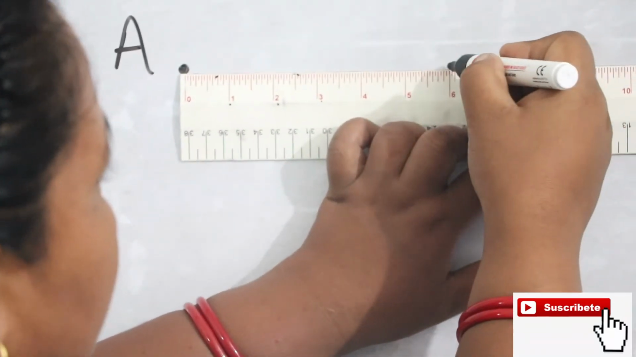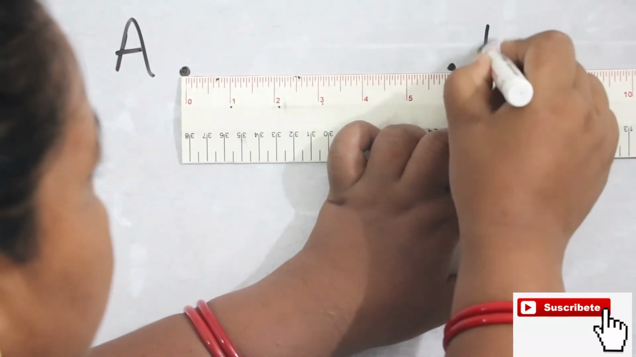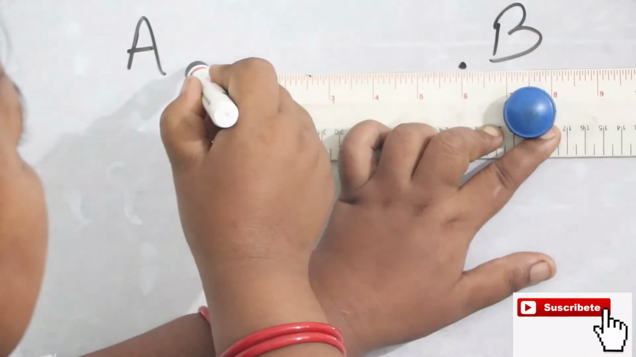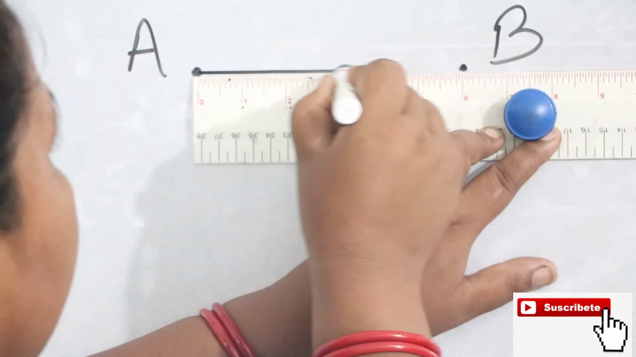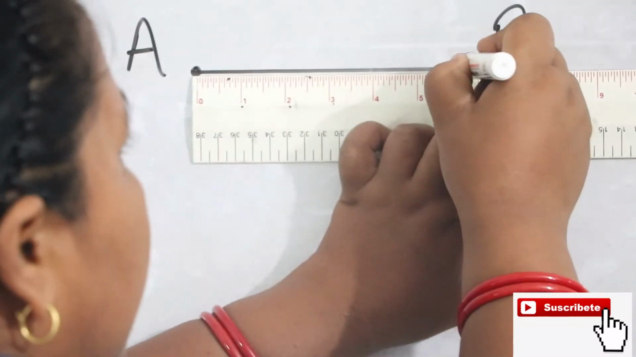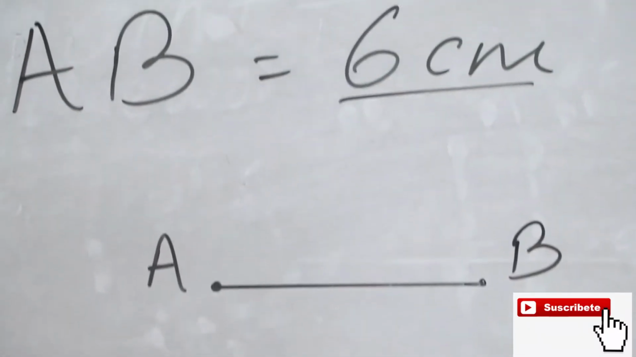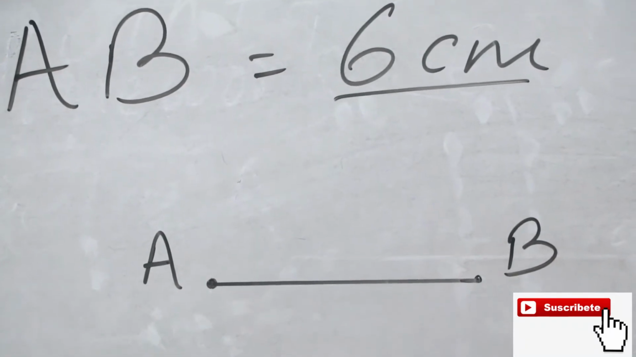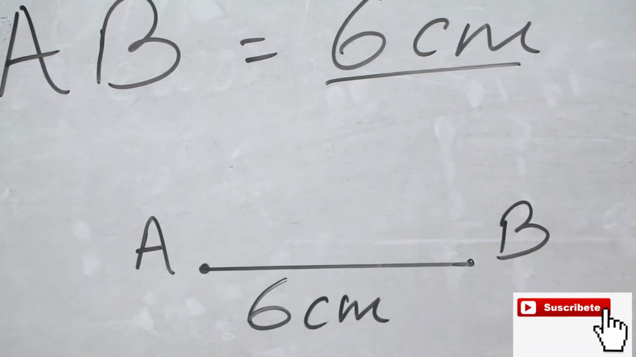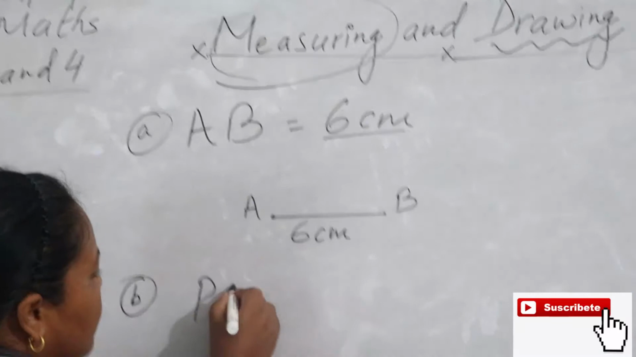6 cm is here. So give one point here, and write this is point B. We found point B. And join this point A and point B with the help of your pencil and scale. Yes, and look, we constructed the line segment AB whose length is 6 cm. Okay, students.